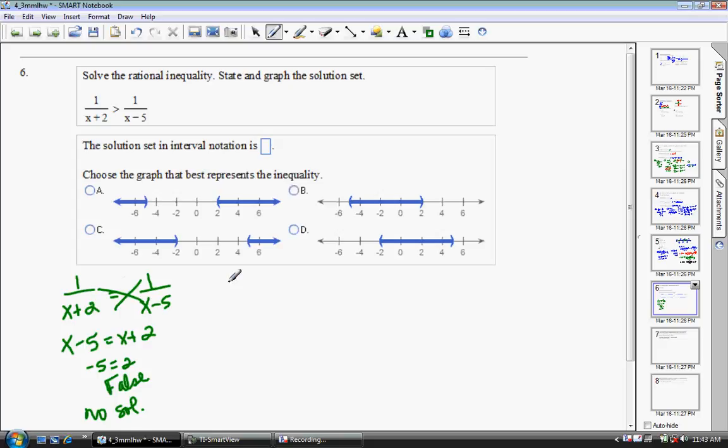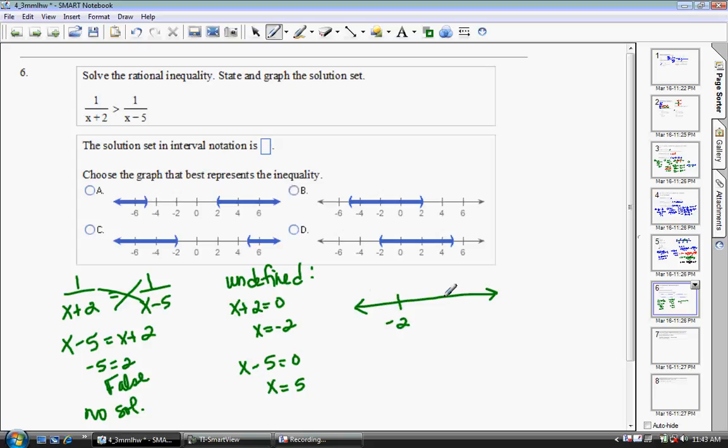So the solution to the equation doesn't exist, but we do have places where the expressions are undefined. It's undefined where x plus 2 is equal to 0, which is at negative 2, and where x minus 5 is equal to 0, which is at 5. So on our number line, we're only going to put on the numbers negative 2 and 5.